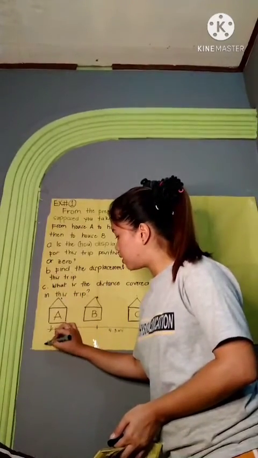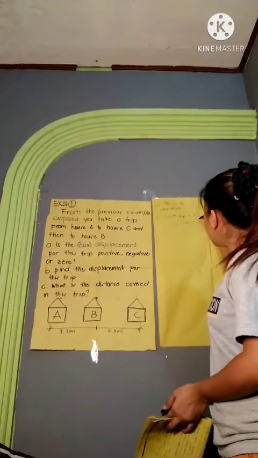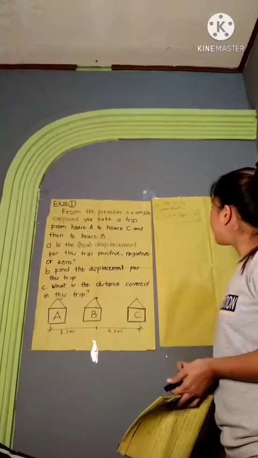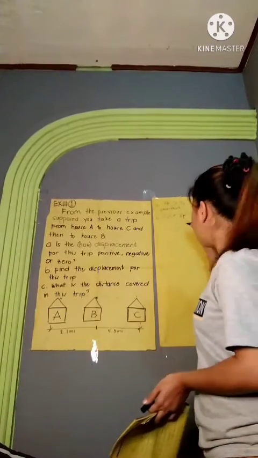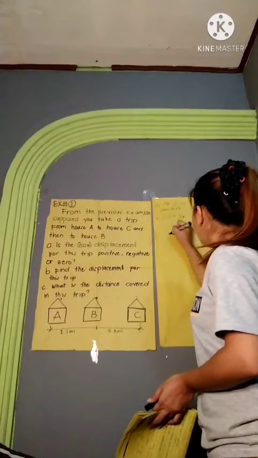0 siya. Minus 0. So, 2.1 miles minus 0 is equal to 2.1 miles. Ito na ang ating displacement.